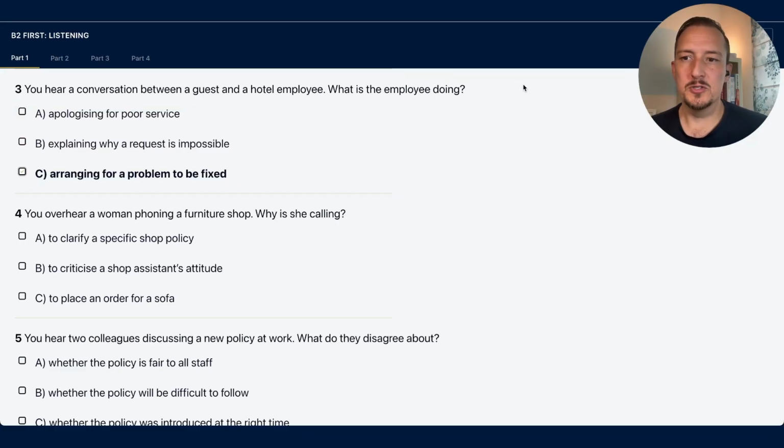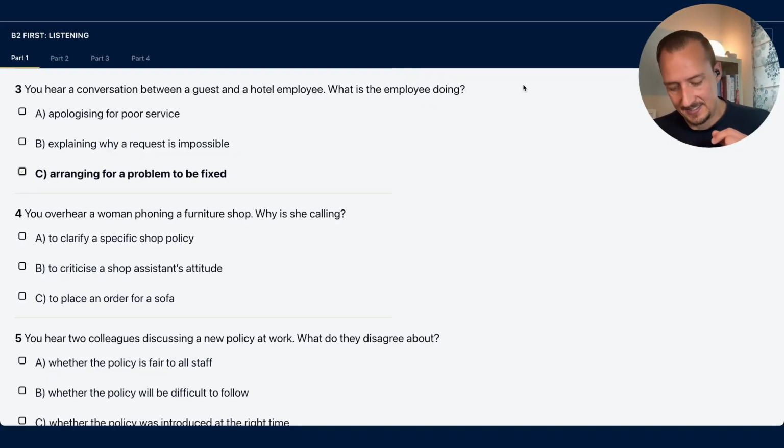Okay, the correct answer is C, arranging for a problem to be fixed. The reason it's not A is the hotel employee never apologizes for the poor service, for the air conditioning not working properly. She just says, that's surprising. And I think she also says how it should have been looked at this afternoon.